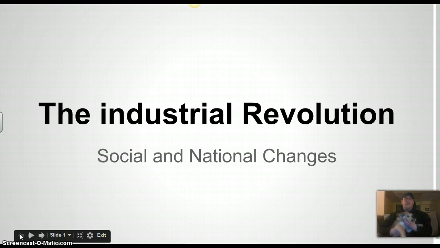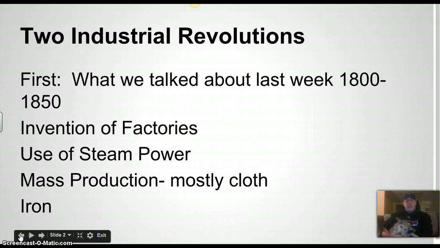We're looking at the Industrial Revolution again, and not just what happened in the Industrial Revolution, but also the social and the national changes. This week we'll look at that in a couple of videos. Let's start with the idea that there are two actual industrial revolutions. First, we have the one we talked about before break: the invention of factories and steam power, mass production, cloth, and use of iron. Basically, the first industrial revolution is how things get started in terms of factories and those kinds of things. We also have a second one.